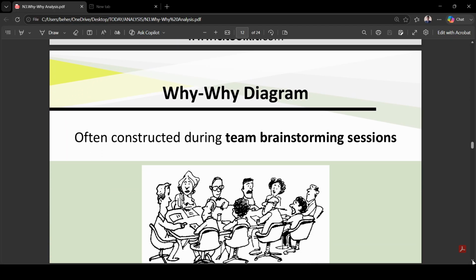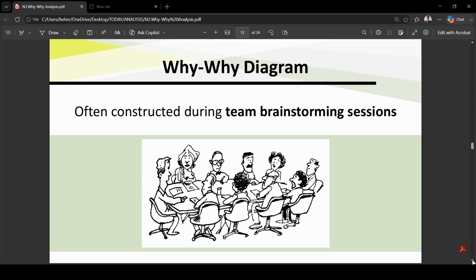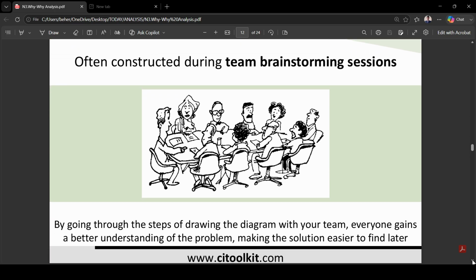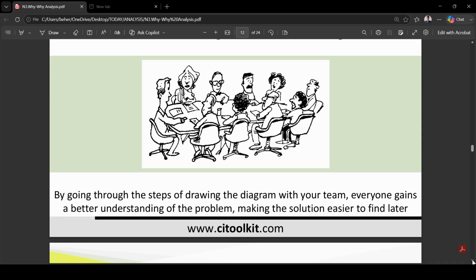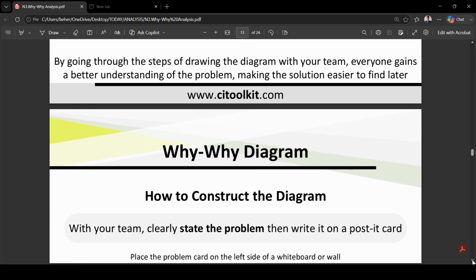Then why diagrams are often constructed during team brainstorming. By going through the steps of drawing the diagram with your team, everyone gains a better understanding of the problem, making the solution easier to find later.